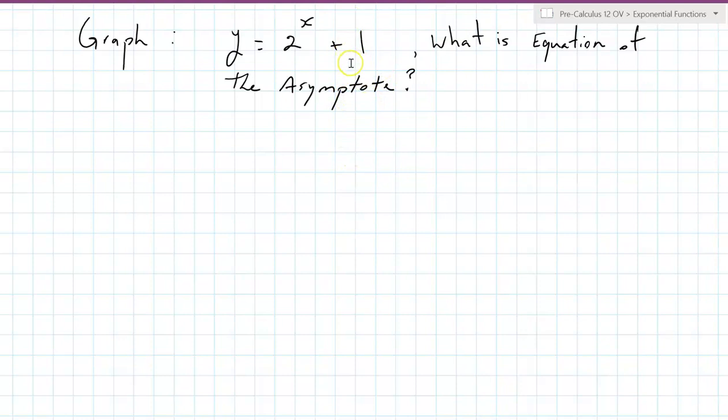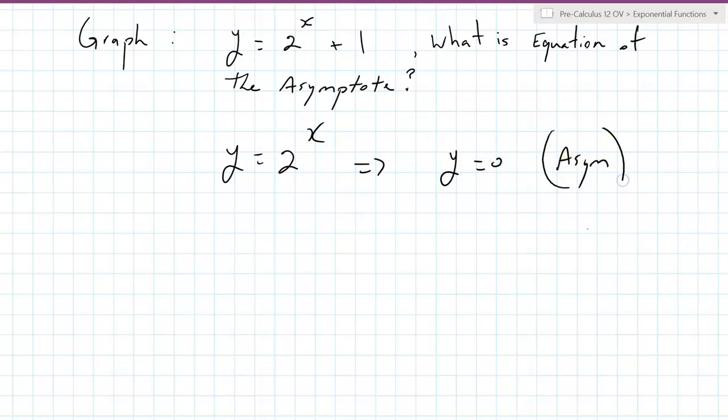Well, if we had y equals 2 to the x and the horizontal asymptote was y equals 0, that's the equation of the asymptote, right? Then if we add plus 1 to that, you can assume what will happen to the graph. The graph goes up. That means the asymptote also moves up, and that becomes y equals 1. So that becomes the equation of your asymptote.